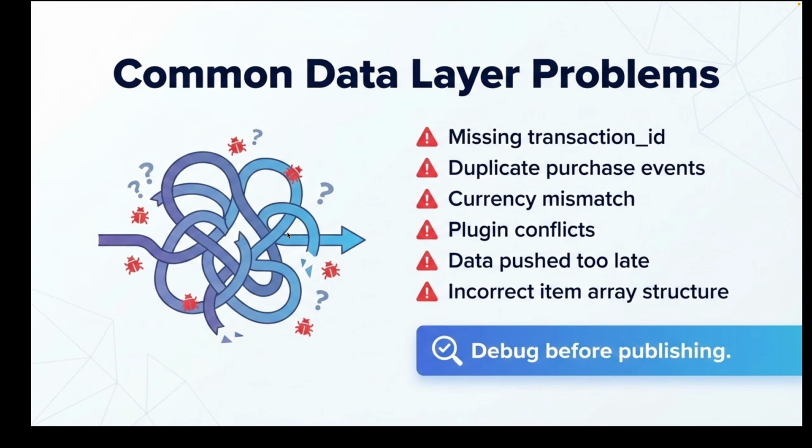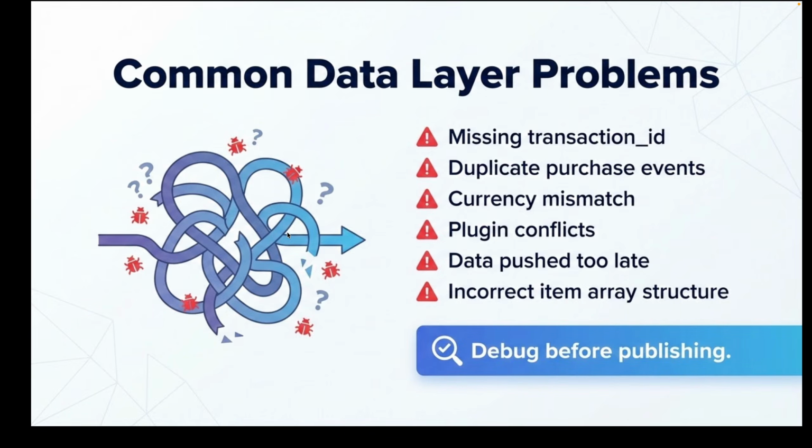There are some common data layer problems that you have to keep in mind: having a data layer itself does not mean that you're good. First of all, you have to check, once the transaction is done, do you push a transaction ID? Because the transaction ID is the unique identifier of that transaction. And if you have any kind of issue or bug, the transaction ID is really good for tracking what the issue was for that specific order.